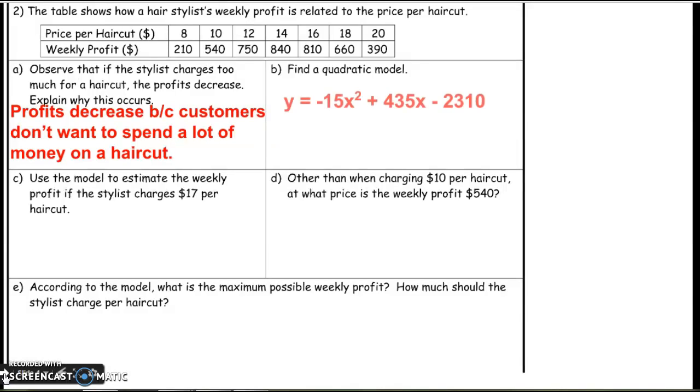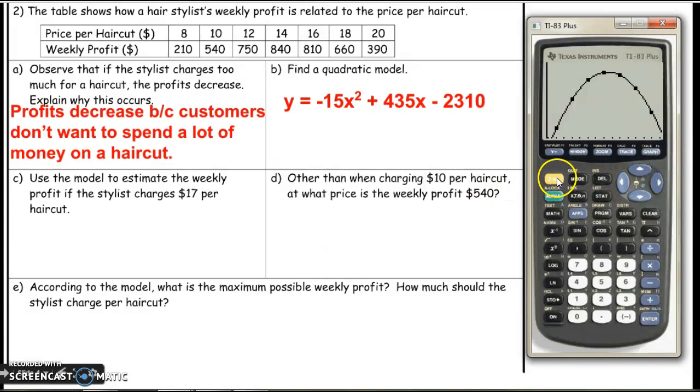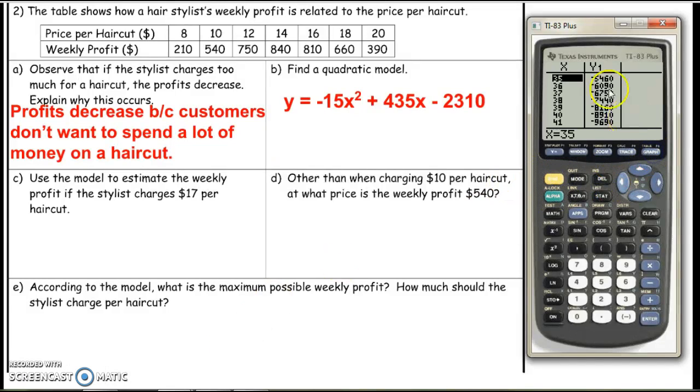Question B we've already done. There's our quadratic model, negative 15x squared plus 435x minus 2,310. Letter C, we're going to use this model to estimate the weekly profit if the stylist charges $17 per haircut. So back to our calculator, and we'll go to second and graph. We want to know when x is 17, what is the weekly profit going to be? And you can see here, if we were up at $35, we should be getting to negative numbers.